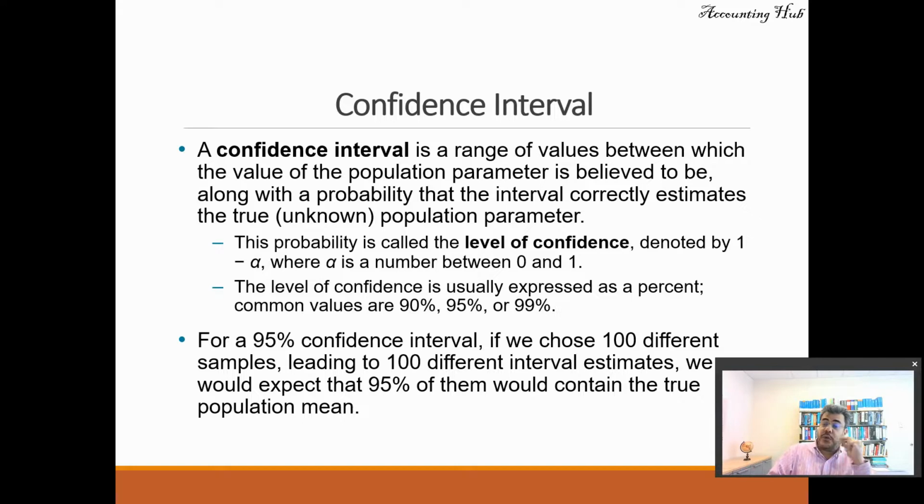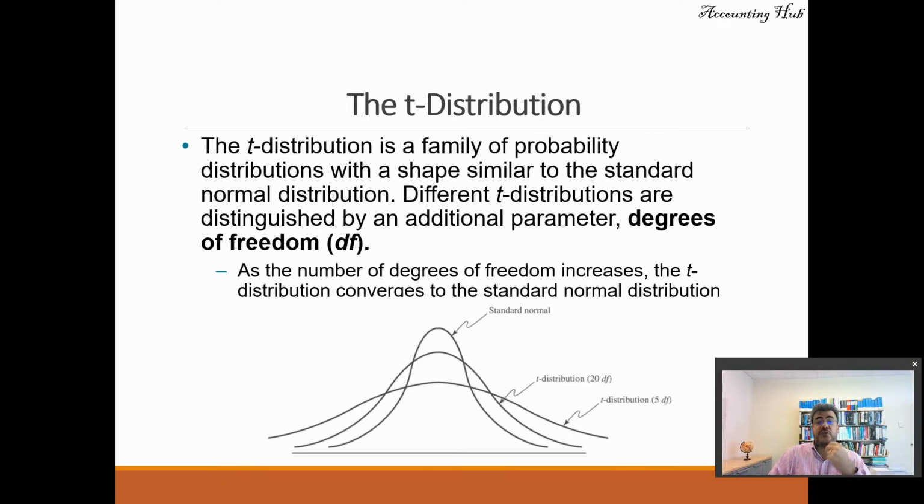But what is the difference when we know and we don't know the population standard deviation? When we know, we use the normal distribution, that is this one. When we don't, we use the t distribution. It's a family of probability distributions with a shape similar to the standard normal distribution, however, distinguished by an additional parameter, degrees of freedom.